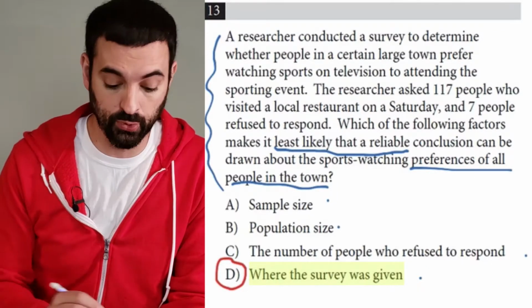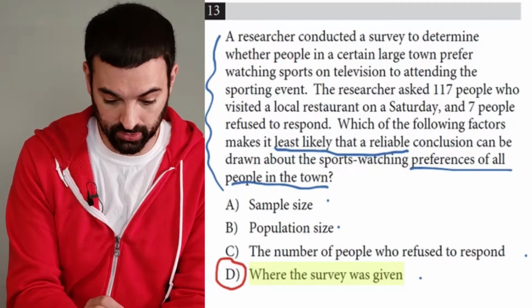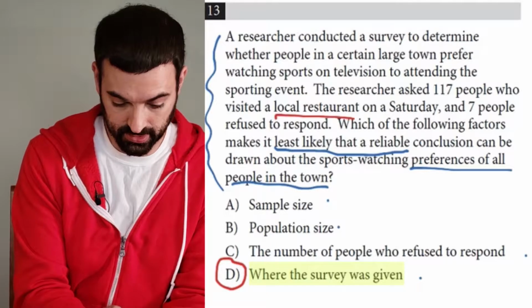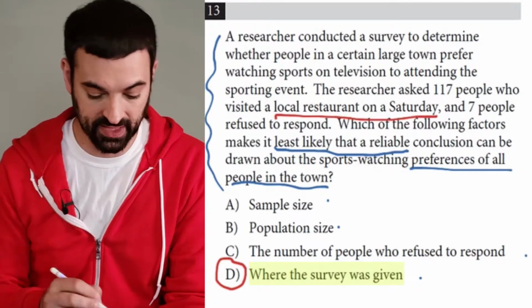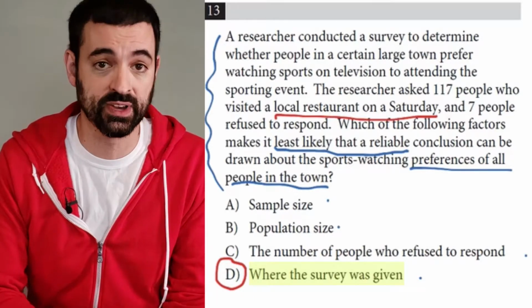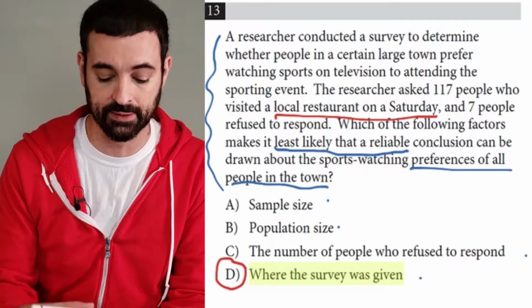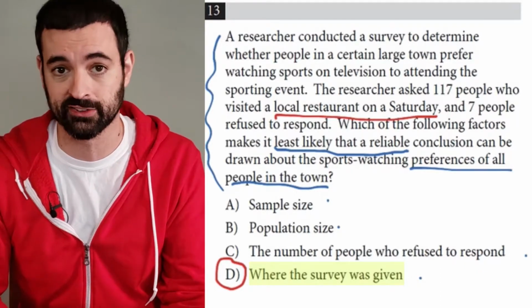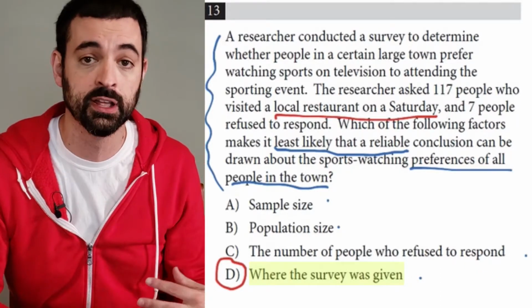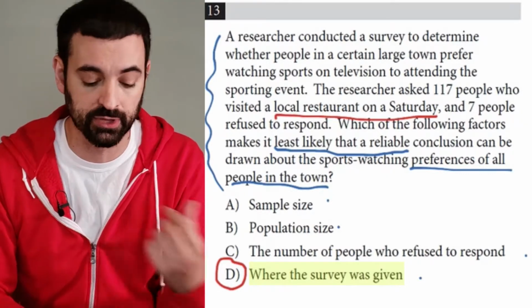The reason for that is that the survey was given at a local restaurant on a Saturday. If they had asked when it was given, that would also be a reason for bias, but they don't give us the option of the time. People who go to a local restaurant, all the same local restaurant, have something in common. People who go out on a Saturday have something in common.